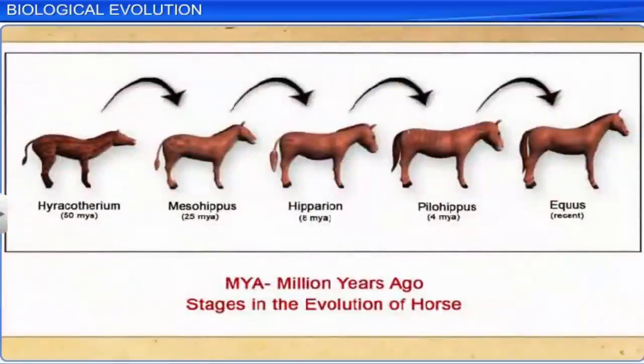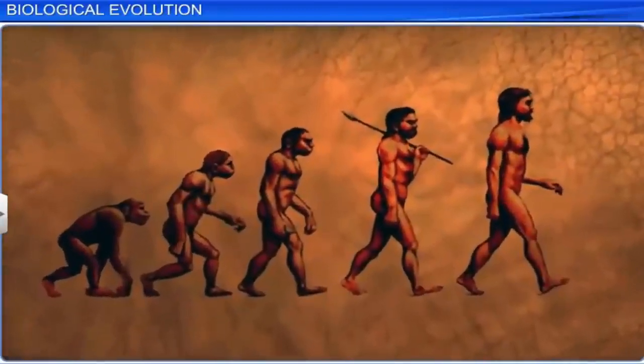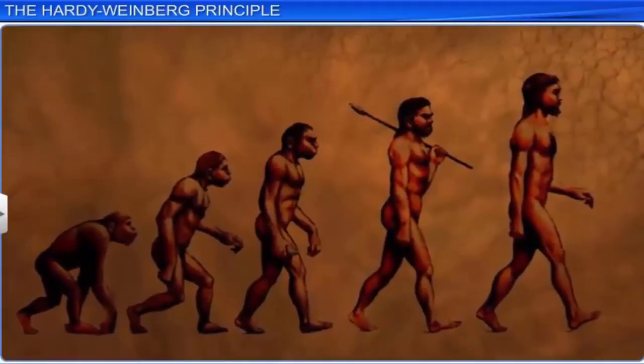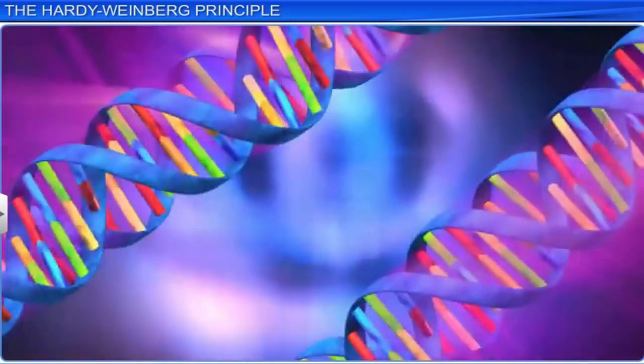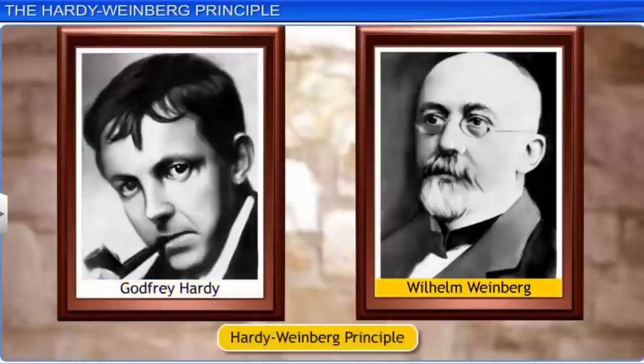In the years that followed, the study of genetics became more specialized and provided several new insights into evolution. The concept of evolution was researched and understood better with the advent of genetics. In the 20th century, an English mathematician, Godfrey Hardy, and a German physician, Wilhelm Weinberg, founded the Hardy-Weinberg principle, also known as Hardy-Weinberg equilibrium.